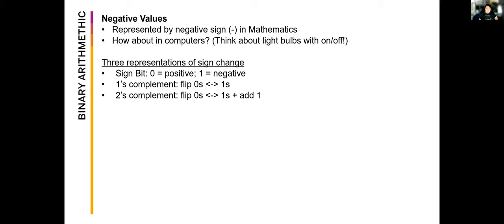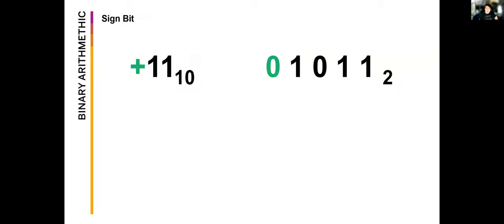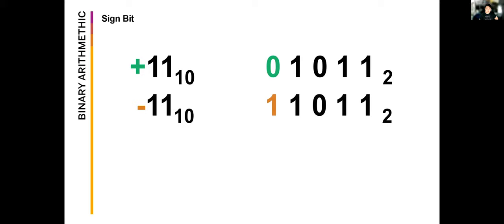Maybe too wordy. Okay, so of course we will deal with this using an example. For a sign bit, if we have 11 on a decimal scale, it's represented by a positive sign, and in binary notation it's represented by zero. If we want to negate this number, we simply use one instead of zero to represent negative 11. So again, the most significant bit becomes the sign bit: zero if positive and one if negative, right?